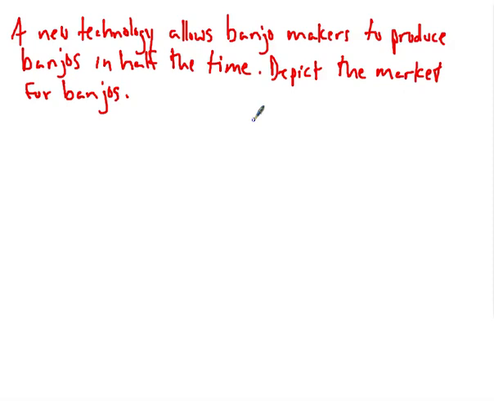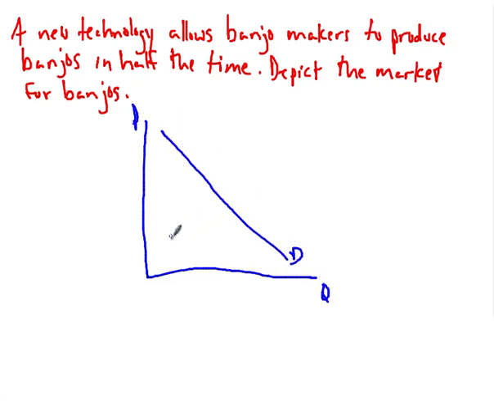Sorry about that. Depict the market for banjos. Let's go ahead and draw this out, just the Q and the P. Remember, this is how they all start out. Here's our demand curve. Here's the supply curve. There's our equilibrium price, our equilibrium quantity.